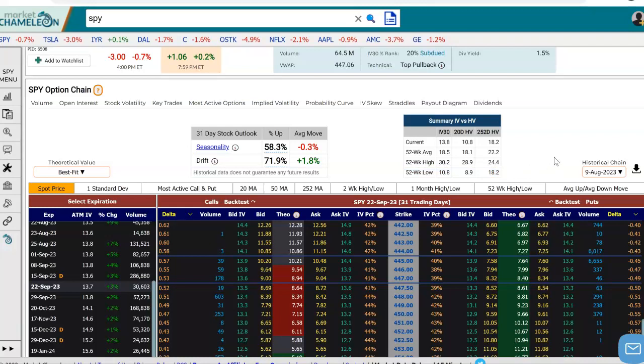So that is a quick way to take a particular option, look at its implied volatility, and compare it to where the market is forecasting relative to how the stock tended to move historically.